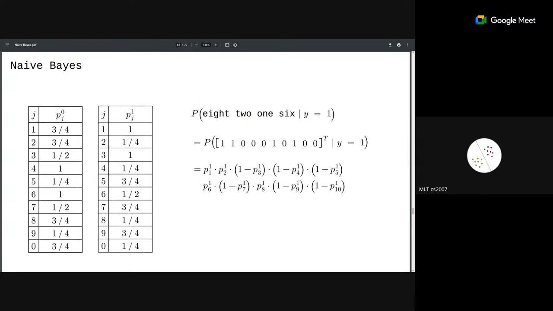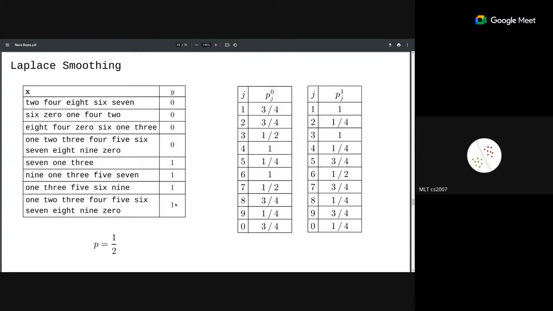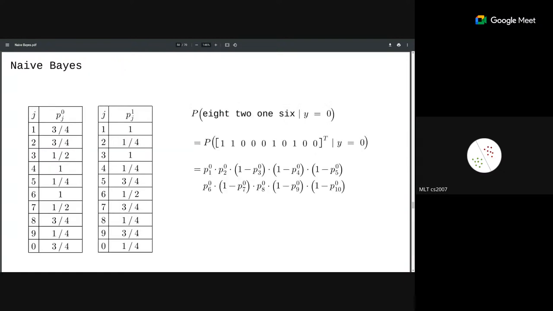Now let's see if the situation is any better for class 1. No. Again, P3 of 1 is 1, so this is 0. If you go back and see, it's 1 for 3 in class 1. So 3 occurs in every single example. Therefore, your model feels that 3 will be present in every example generated from this distribution. So you are now stuck again. So what do we do?